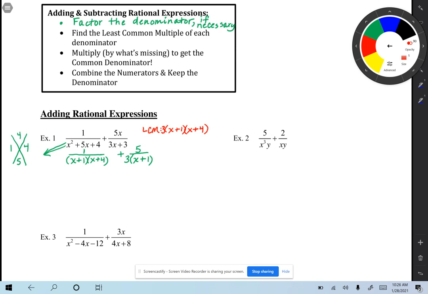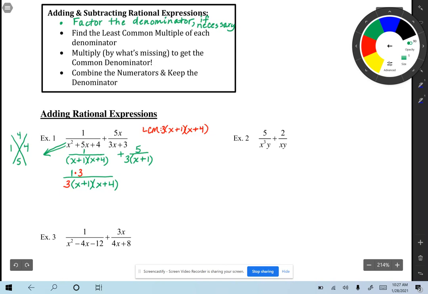Now let's look at the first fraction. It's always the numerator and the denominator. So the x plus 1 and x plus 4 in the denominator is missing the 3. So you put a 3 here, and you do the same thing to the top. Remember, you multiply top and bottom by what's missing. The x plus 1, x plus 4 is already there.